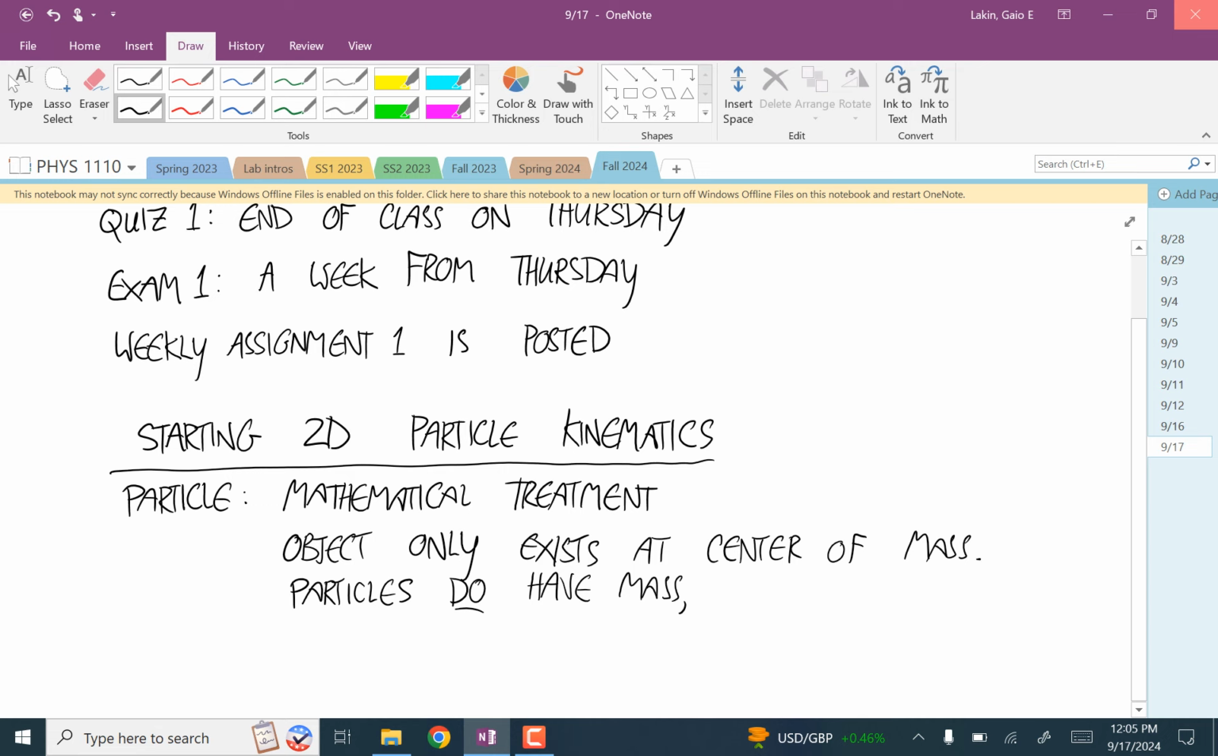Since it just exists at a point, there's no way to differentiate between the top side and the bottom side, the left and the right. It's just a location. So there's no orientation of the body. Just a location.